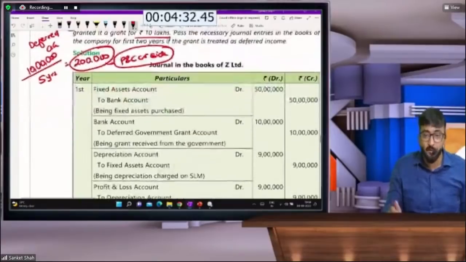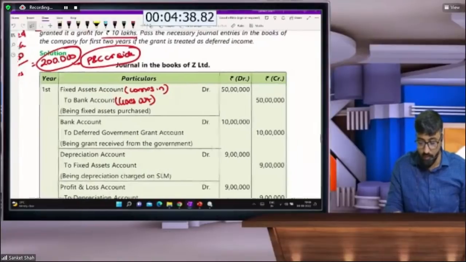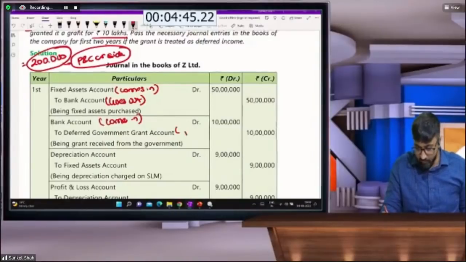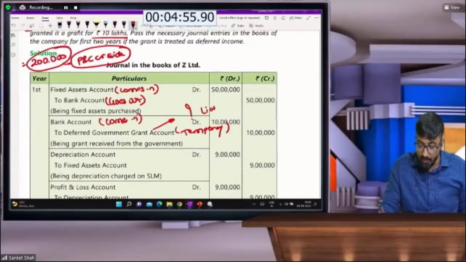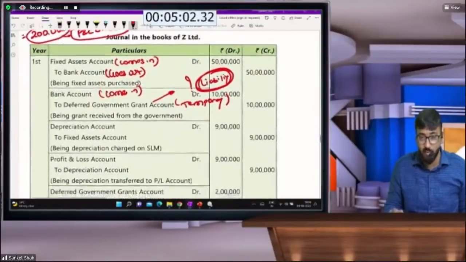Fixed asset, beta, asset comes in, bank, cash goes out. Real account, bank is actually personal, giver you can also write, cash balance comes in. Deferred GG is a temporary account, and now this temporary account, where to show this under the liability side? That is a question to you.